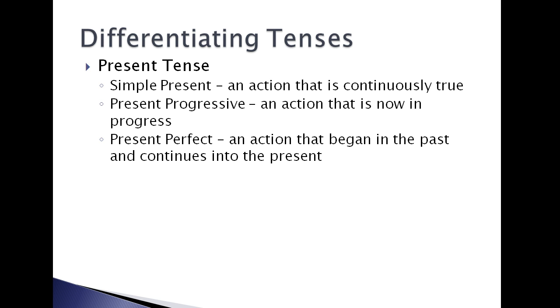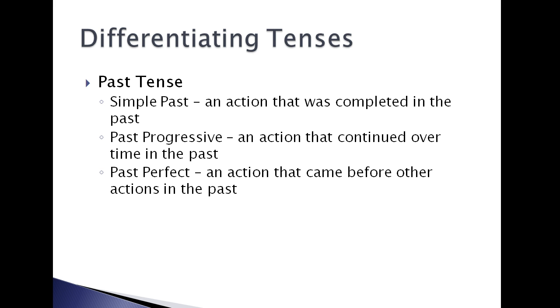The simple present, no helping verbs, is an action that is continuously true. The present progressive, the ing form, is an action that is now currently in progress. The present perfect is an action that began in the past but kind of continues closer toward the present.